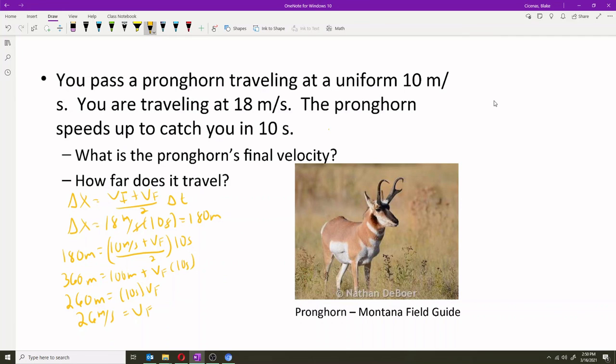That's a little unrealistic. Well, no, that's actually realistic. They can go about 26. That's on the very high end, but it can happen. So this is similar to the last problem from, I think, Lab 11, but it's slightly different in how we set it up. All right, that is it.